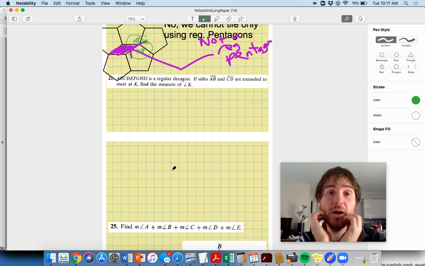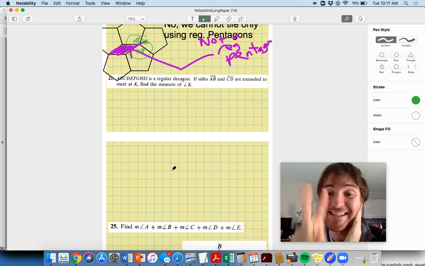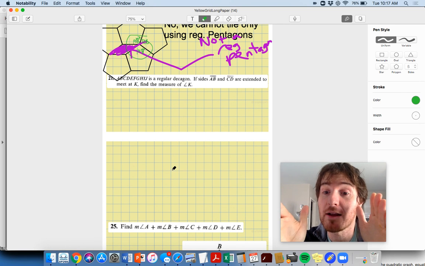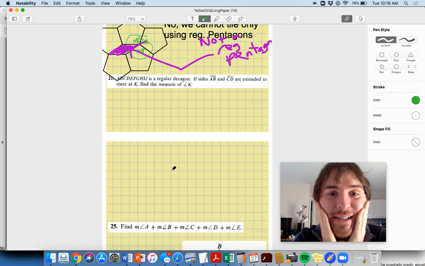Now we got number 21, which is about a regular decagon. My second favorite shape, I guess. Oh, no, never mind. I don't really have a second favorite shape, but the dodecagon. All about that dodecagon. Anyways, regular decagon.